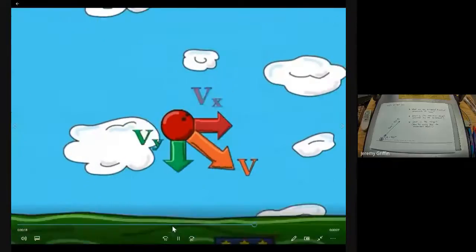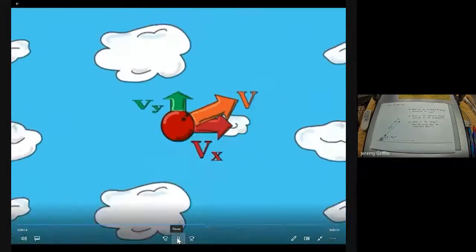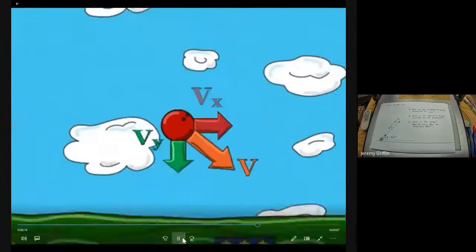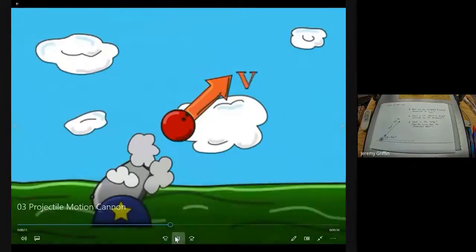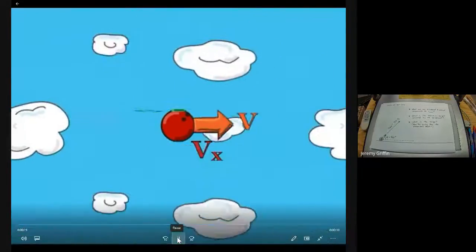Versus, look at that green vector. It's going up really fast, then slower, and then it turns around and starts going down, then faster, picks up. Who can tell me what's the rate that green vector changes? Yeah, 10 meters per second per passing second.